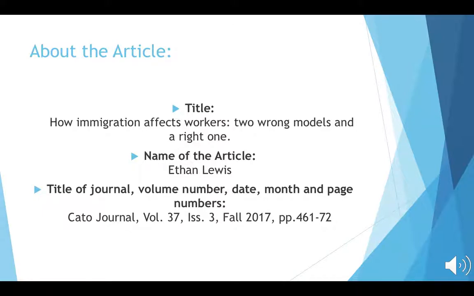The name of the article I will be discussing is "How Immigration Affects Workers: Two Wrong Models and a Right One." This article was written by Ethan Lewis and published in the Cato Journal in fall 2017. In order to make a critique of the article, I would like for all of you to know a little bit about the article itself. So in the first part of my presentation, I will be summarizing the article, and then I will provide my critique.